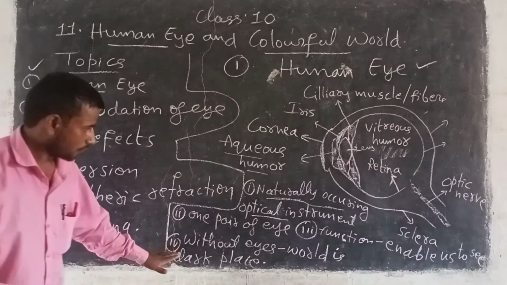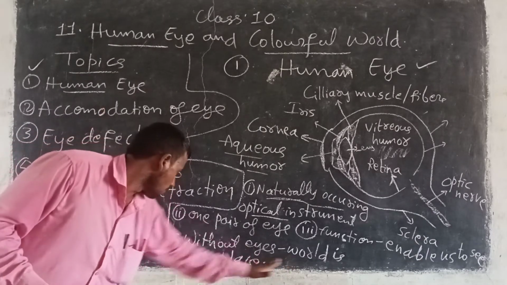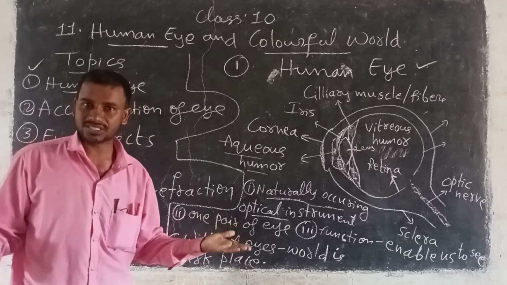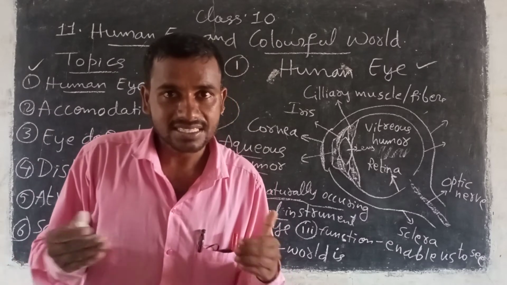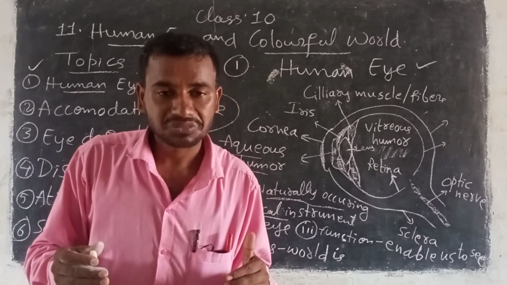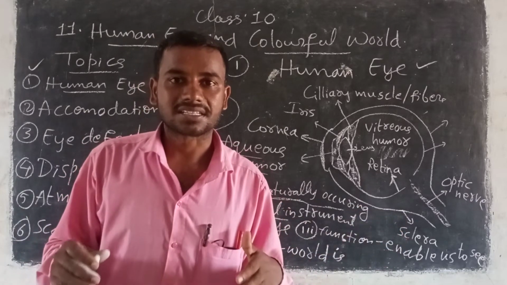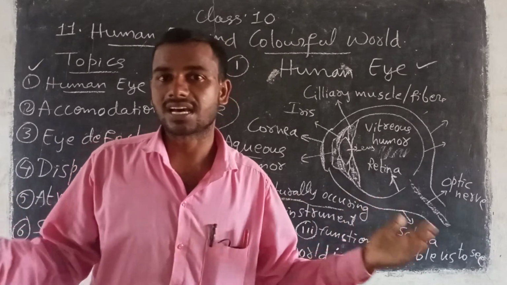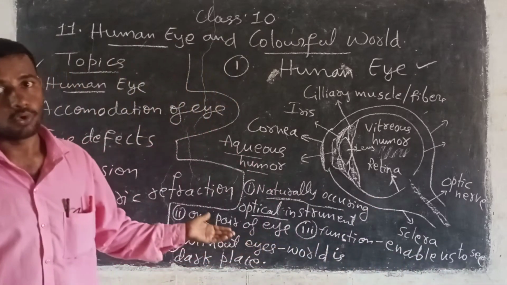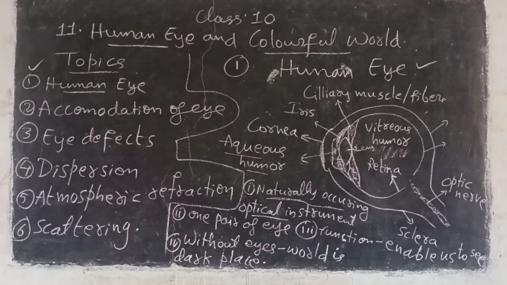Look here. Without eyes, the world is a dark place. If eyes are there, then we are able to see the world. If eyes are not there, then we can't see the world, and we feel the world is dark.